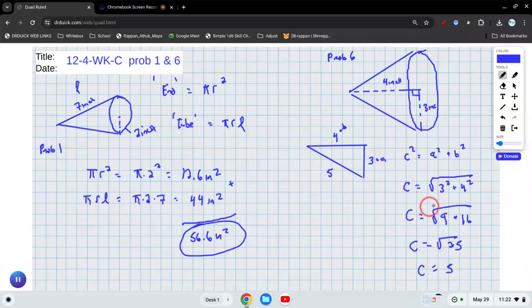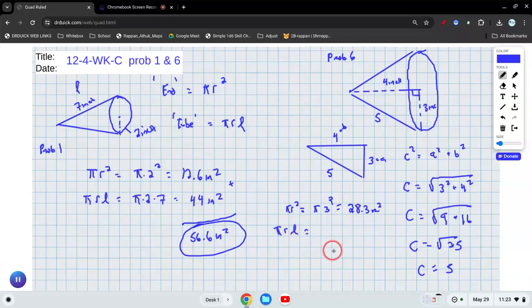Then we're just putting it all in exactly as we did over here. We can take the bottom part first. Pi r squared equals pi times 3 squared. I'll put it in the calculator: second function, square root up, times 3 squared. I get 28.3 inches squared.